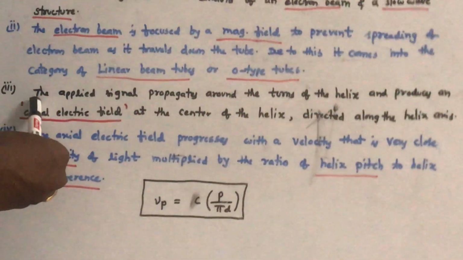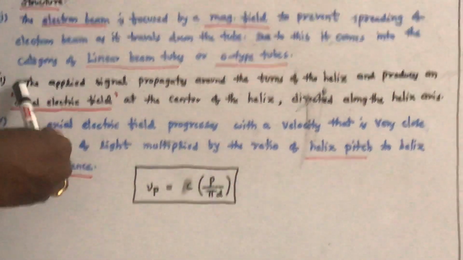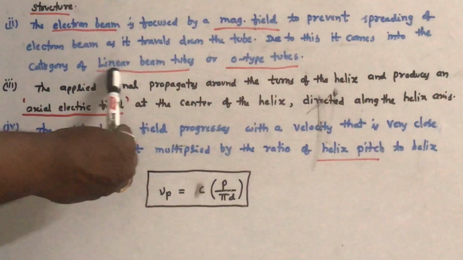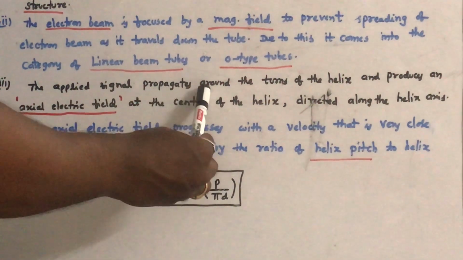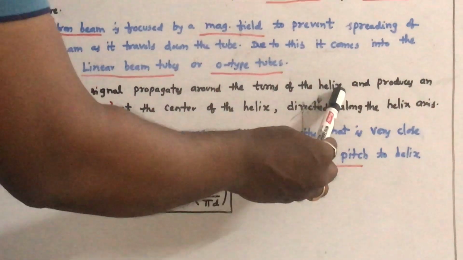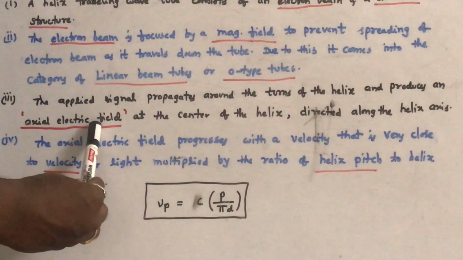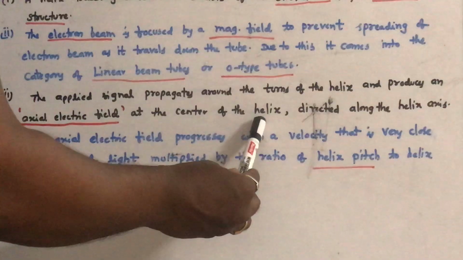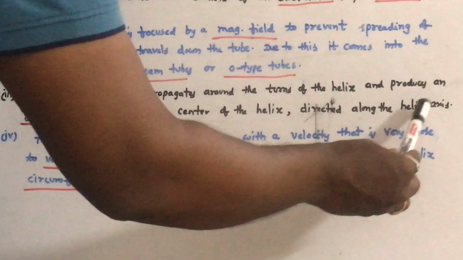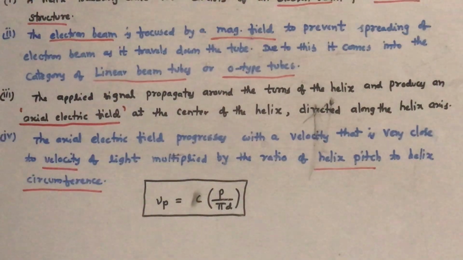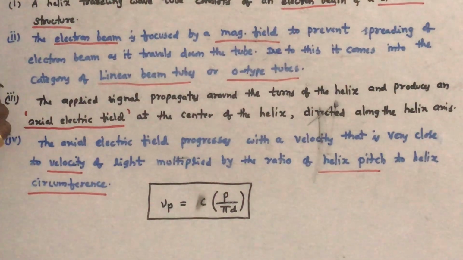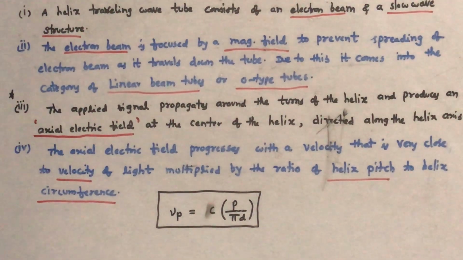Now let us see the applied signal, that means the RF input. The applied signal propagates around the turns of the helix, and this produces an axial electric field at the center of the helix, directed along the helix axis. This is a very important point, the axial electric field. We have to observe this point carefully.